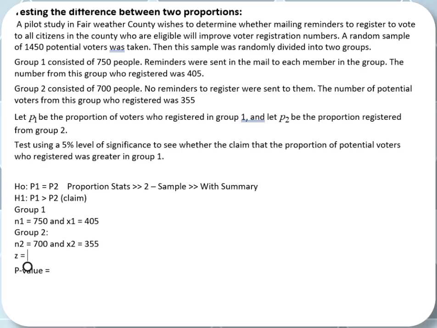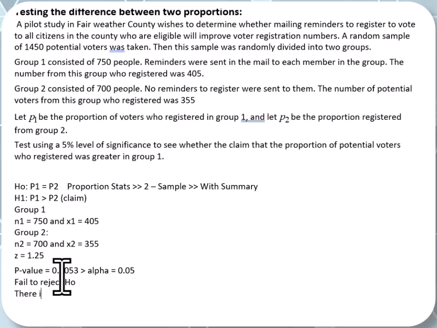So Z is 1.25 and the p-value, as you observed, is 0.1053, which is bigger than alpha. Alpha is given as 0.05. So what's the decision, guys? Fail to reject H0. And if you fail to reject the null hypothesis and the claim is in the alternative, you cannot support the claim.